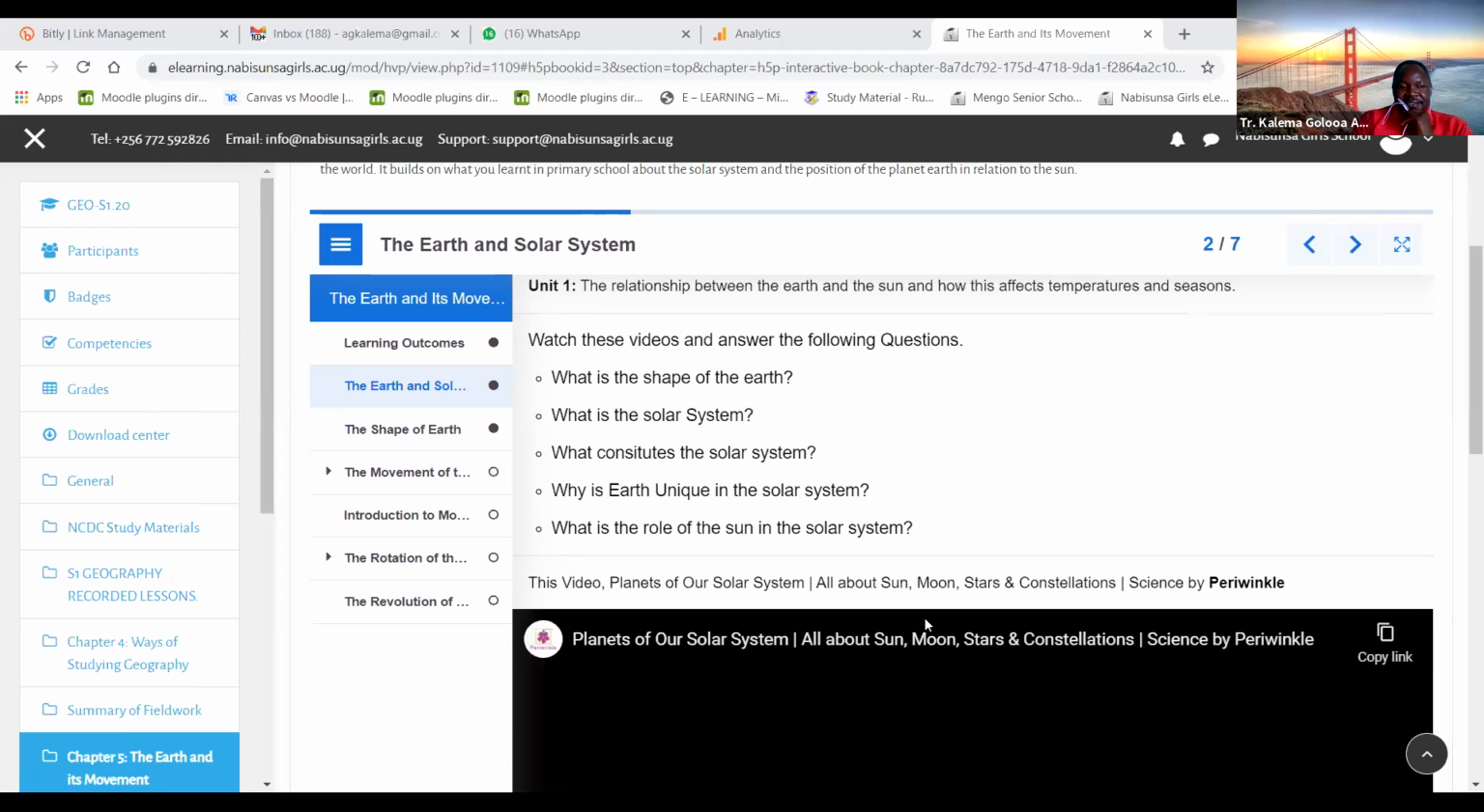So the shape of the earth is spherical. Okay. And the solar system is a group of planets which orbit the sun. What is made up of the solar system are 8 planets and 1 sun. Why the earth is unique in the solar system is because it's the only planet with life. And what the role of the sun is in the solar system, I think, according to me, I have 2 answers. I'm not so sure. It's either for the planets to orbit it, or it is the one which changes the season and causes day and night when the planets revolve around it. Those are my answers. Thank you.